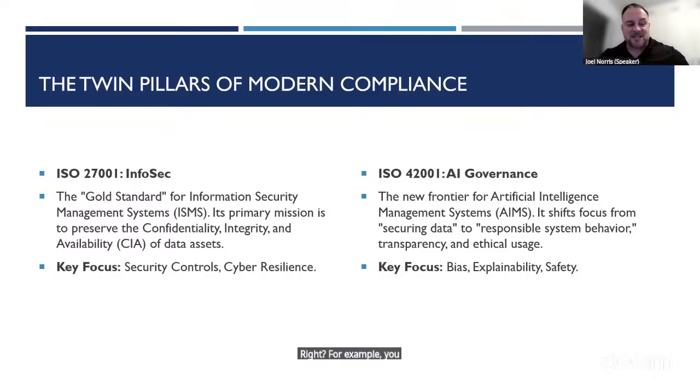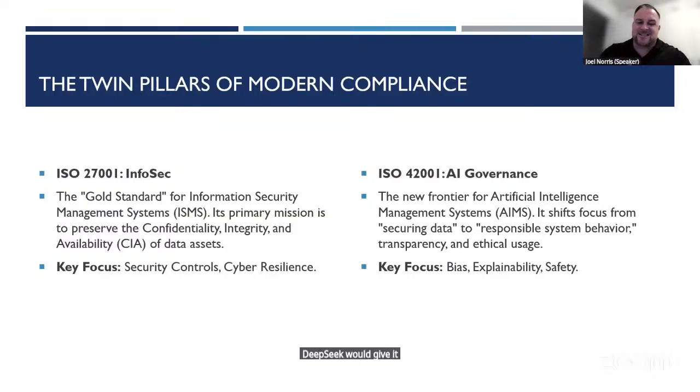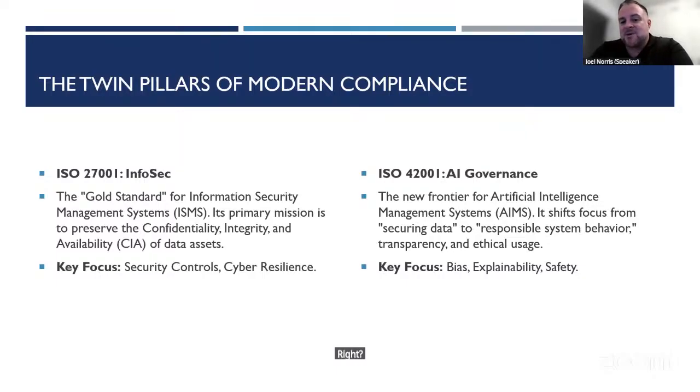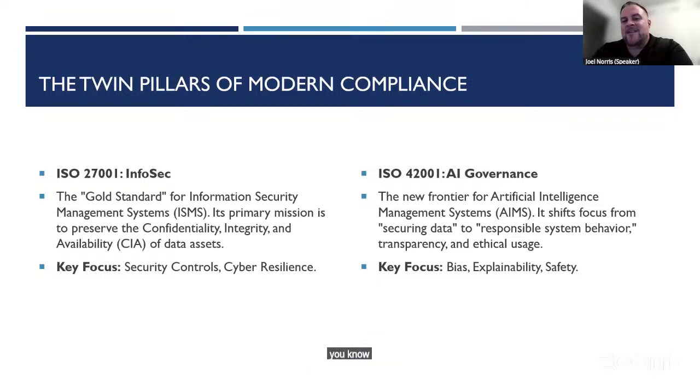For example, you can ask DeepSeek about problems in China, and it will not give you any information. As soon as you ask DeepSeek what the issues with the United States are, it'll tell you everything, back to the creation of the United States, what went wrong, even some things that are questionable: did they really occur, or occur because of the United States? DeepSeek would give it to you because it slanders the government of the United States. And that's bias, right? It's bias built right into the models. So then you have to start asking yourself, that means it can be manipulated by men, because the Chinese government is manipulating DeepSeek. And if that's the case, then these models can potentially lead into many other areas.